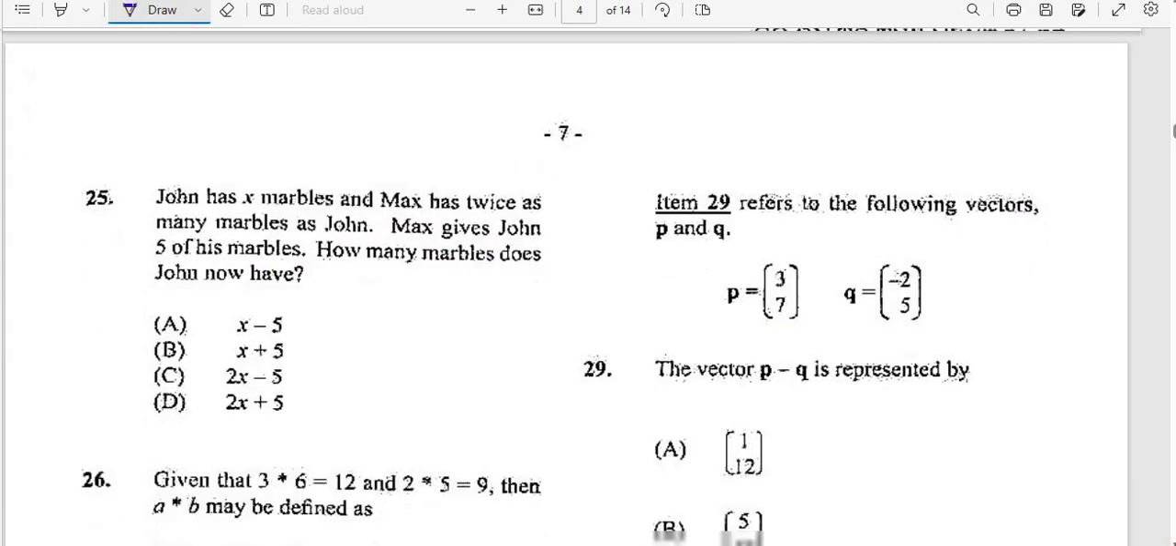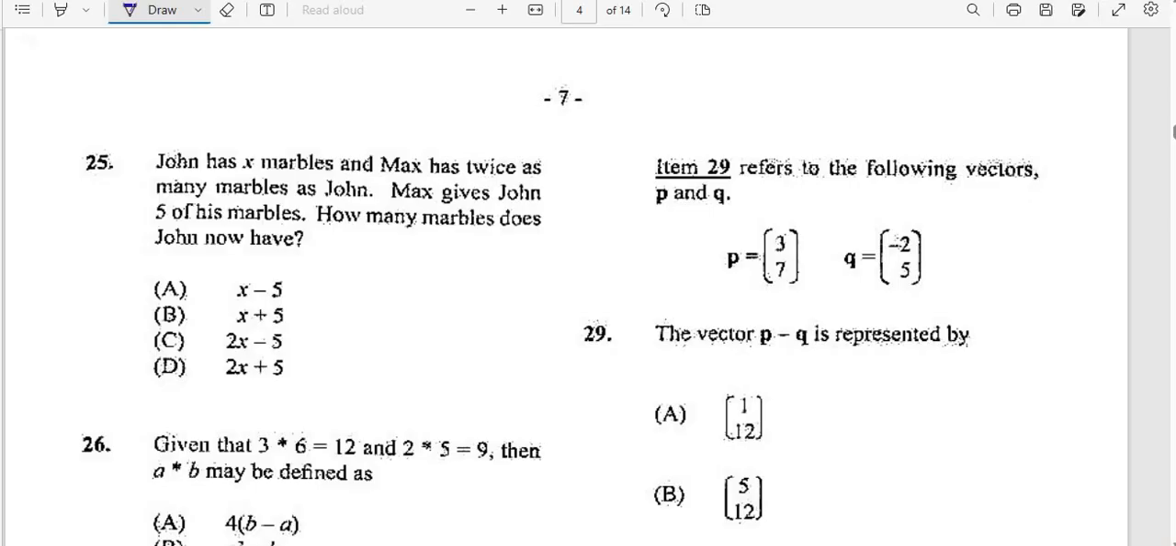All right, question number 25. We're told that John has x marbles, Max has twice as many as John. So I like to write these down, John and Max. John has x marbles, Max has twice as many, so that's 2 times x. And it says Max gave John 5 of his marbles. So if Max gave John 5 of his marbles, Max now has 2x minus 5 because he reduces the number of marbles by 5.